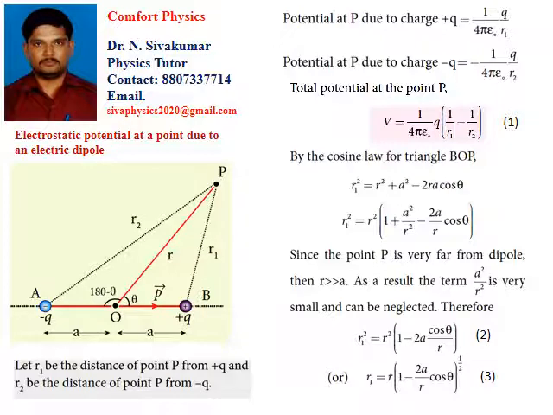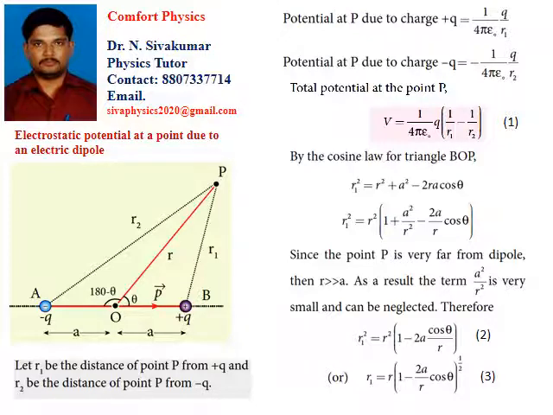Then apply the cosine law for the triangle BOP. Therefore R1 square is equal to R square plus A square minus 2RA cos theta. Here I am going to take R square as a common factor outside. So it becomes R square into 1 plus A square by R square minus 2A by R into cos theta.